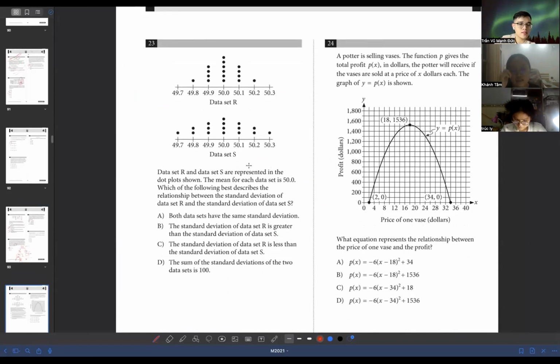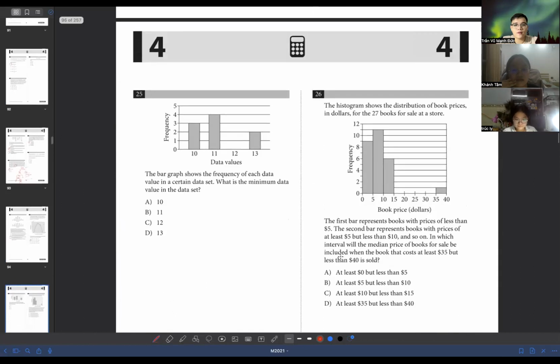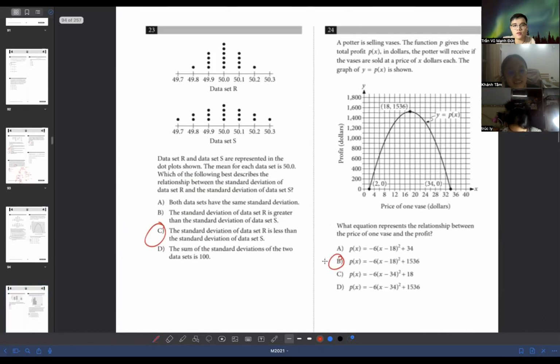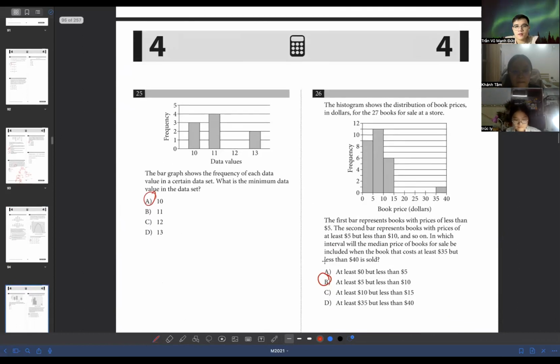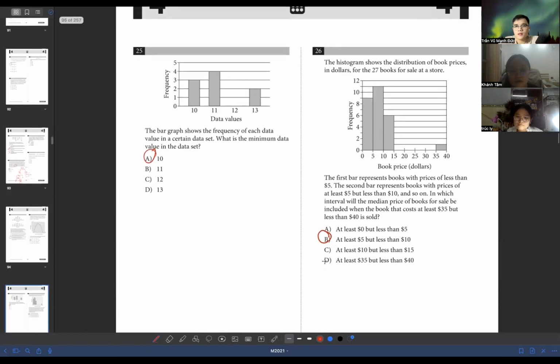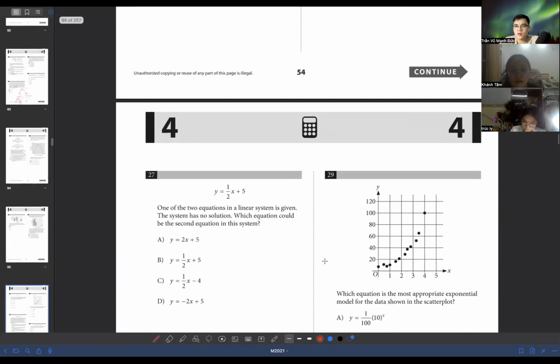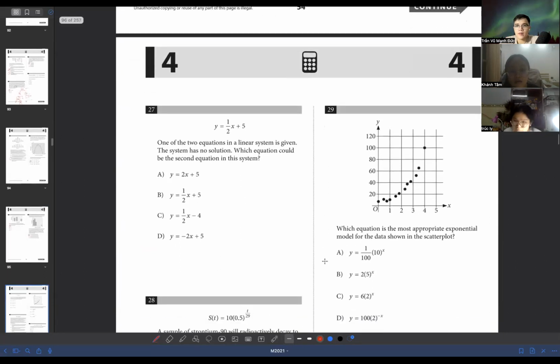23C. Yeah. Okay, great. 24B. Good. 25A. 25A and 26B. Very good. Let's see, 24, you choose B. Great. Minimum data, very simple. These are just basic questions, so there's not much here to say.